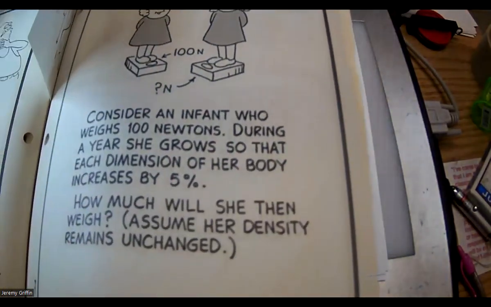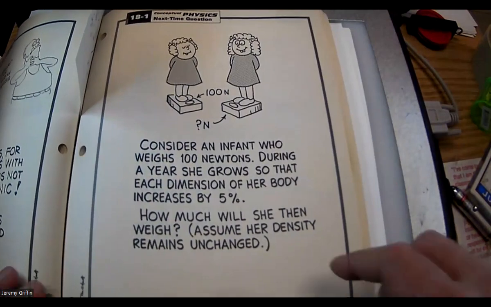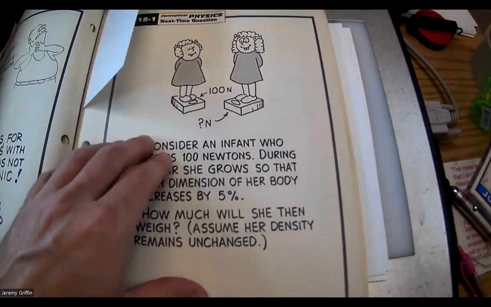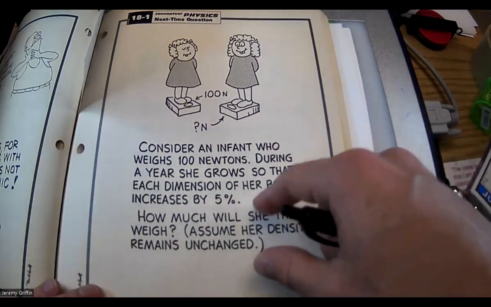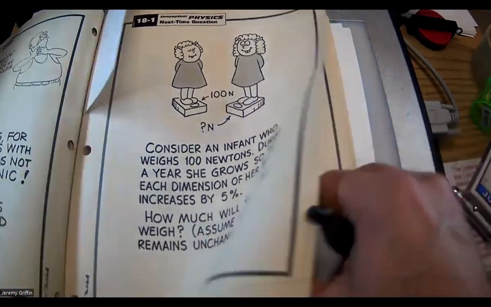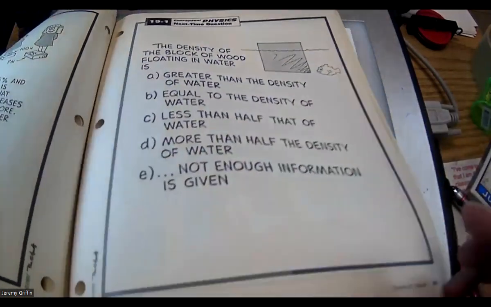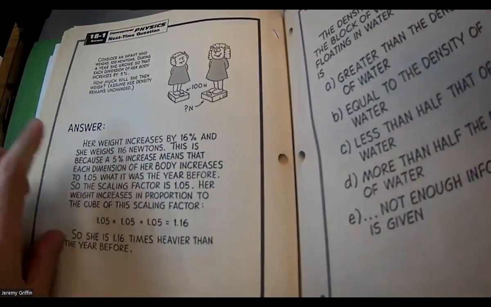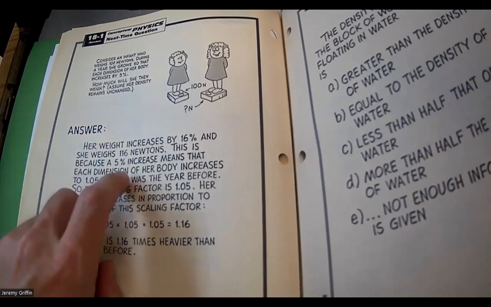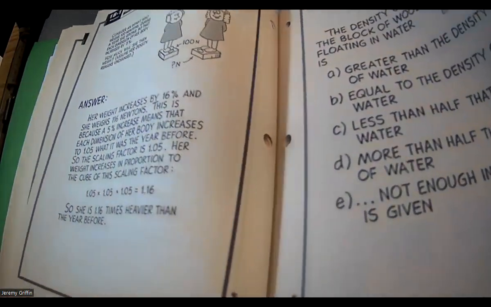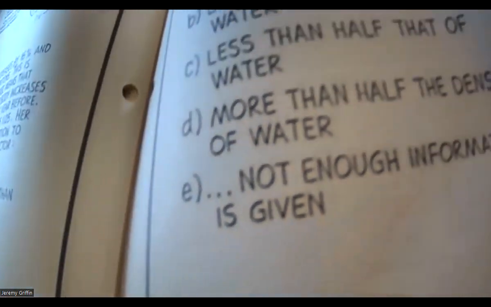So let's do a quick recap. The first one I did yesterday was if you scale up someone by 5%, say they grow 5% taller, but it's also in 3 dimensions. Don't forget that. How much does the weight increase by? If you take 1.05 in 3 dimensions, your weight would increase by 16% actually. So someone who weighed 100 newtons will now weigh 116 newtons. That's a scaling idea. That's in the solids chapter.